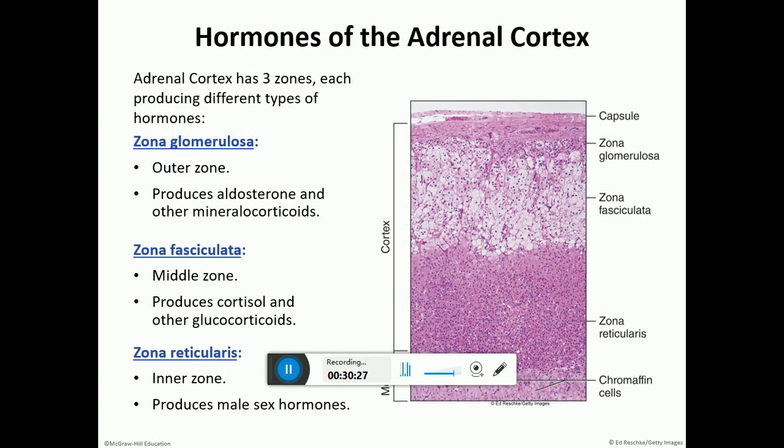Here are the hormones of the adrenal cortex. The zona glomerulosa, the outer zone, releases aldosterone. The zona fasciculata, or the middle zone, releases cortisol and glucocorticoids, while the zona reticularis releases the adrenal male sex hormones. So we can think of it like this: the zona glomerulosa regulates salt, the zona fasciculata regulates sugar through cortisol, and the zona reticularis regulates sex through the male sex hormones that are made.